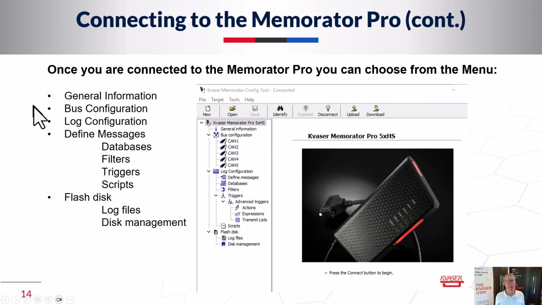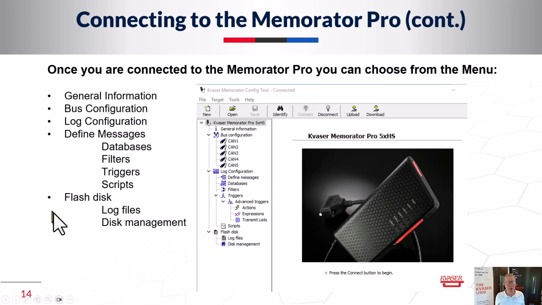We've seen general information. You can configure your buses. In this case, there are 5 different buses, a 5-channel device. You can configure them, configure one, configure them all, however many you're using. You can set up your log configuration, define some messages. I'll show a brief example of that. Databases, filters, triggers, scripts, if you happen to be using a T script, I'll cover that as well briefly.